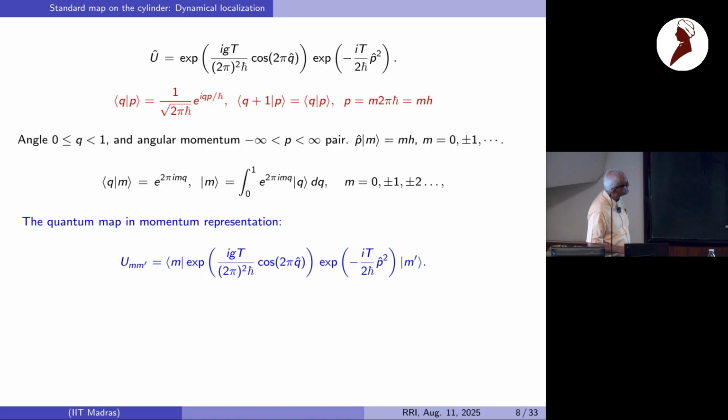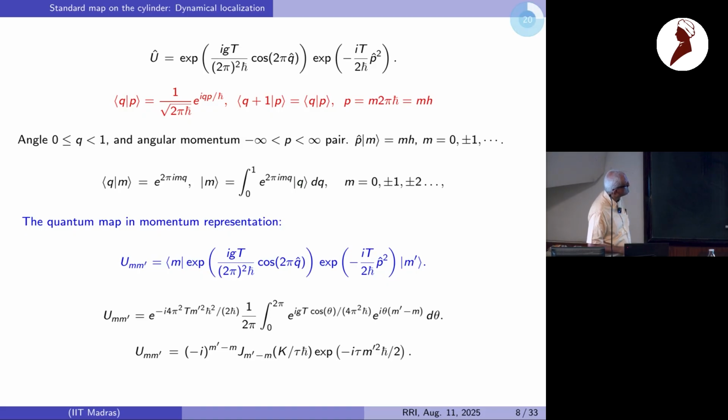Now this is simple because it is already an eigenstate of p squared. So that just leads to this quadratic term here, m prime squared. And then you have to calculate this. So we do the standard trick of inserting the position states, and you have an integral over that. So you have an integral of e to the k cos theta with these exponential terms. But that's the definition of a Bessel function. So the matrix elements of the quantum standard map on the cylinder are given explicitly by this expression.